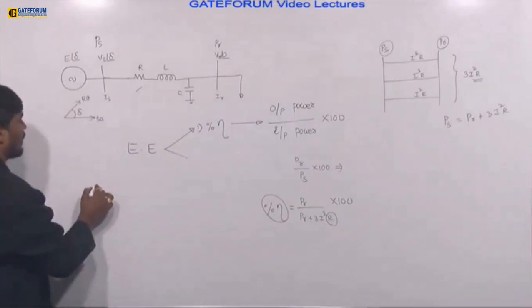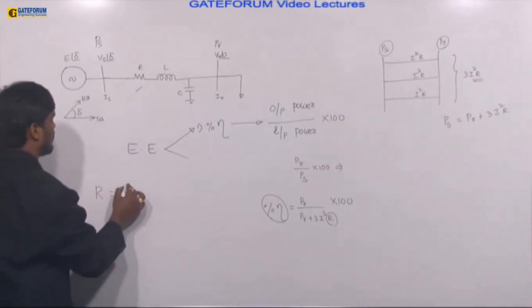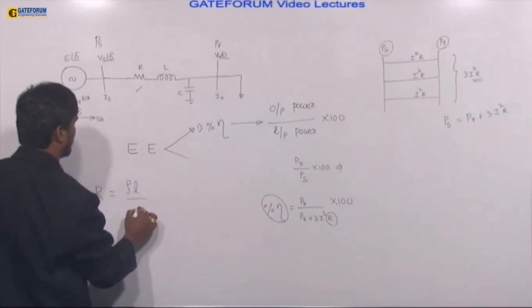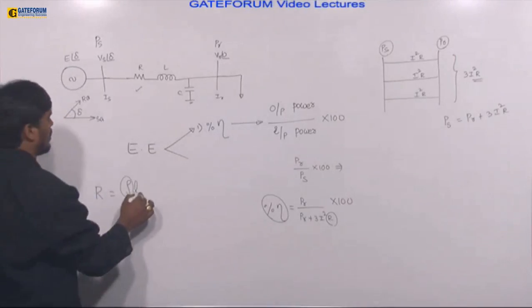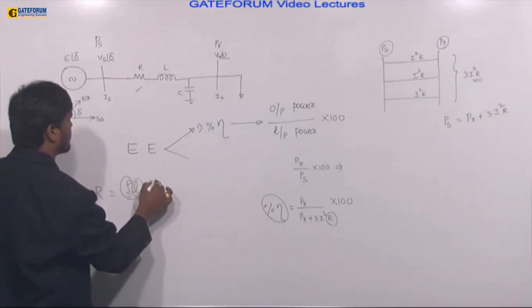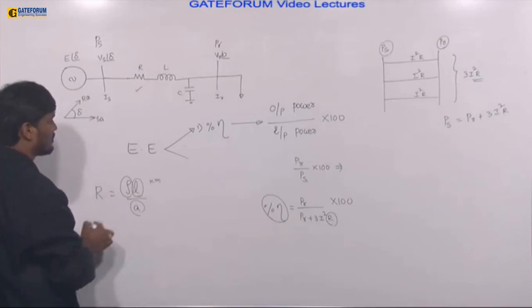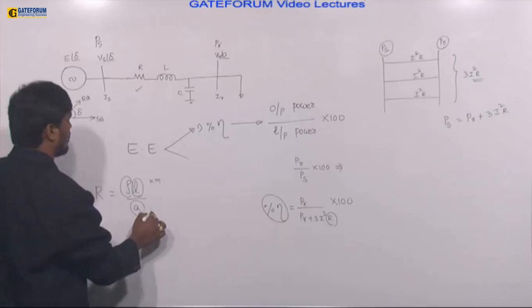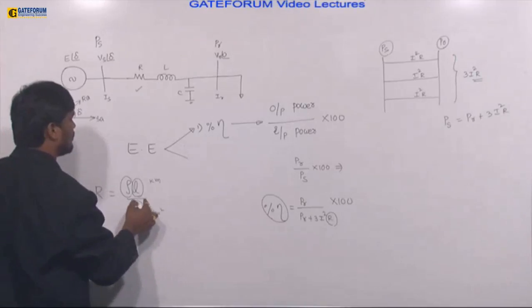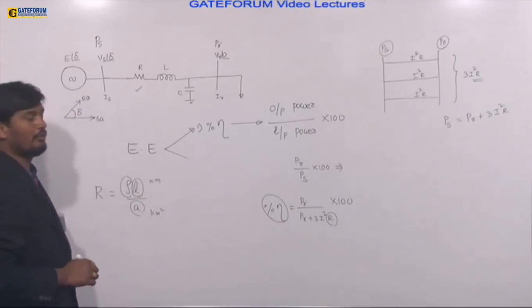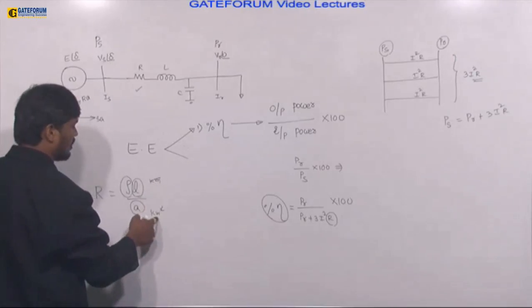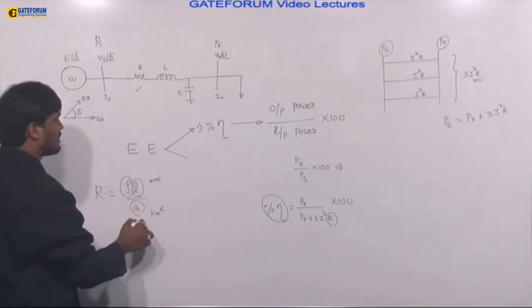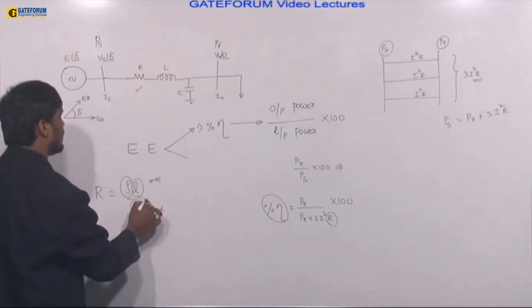We know that R is equal to, what is the formula? Rho L by A. Rho is resistivity, which is constant. Length of the line is in kilometers. Transmission line length is in kilometers. Area is in kilometer square. Which is dominating, kilometer square or kilometer? Kilometer square. Kilometer and square cancel out, but still kilometer is dominant. That means area is dominating.